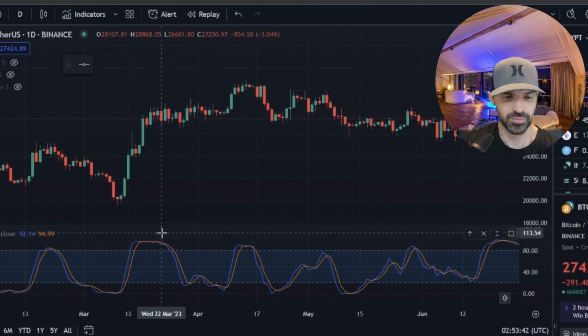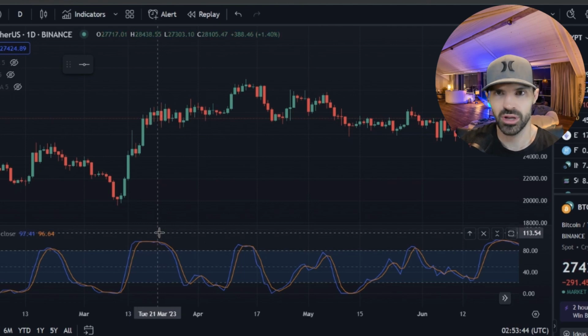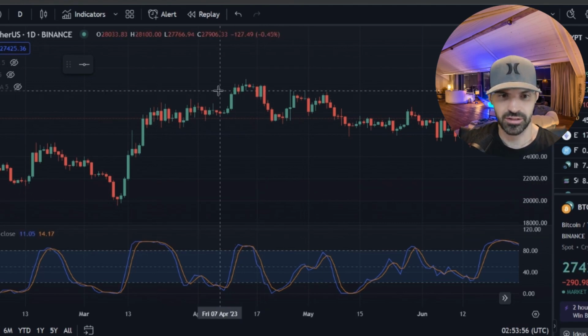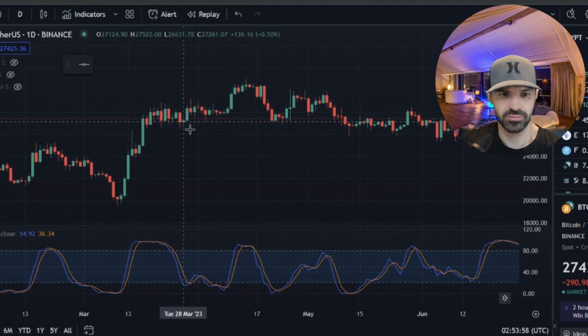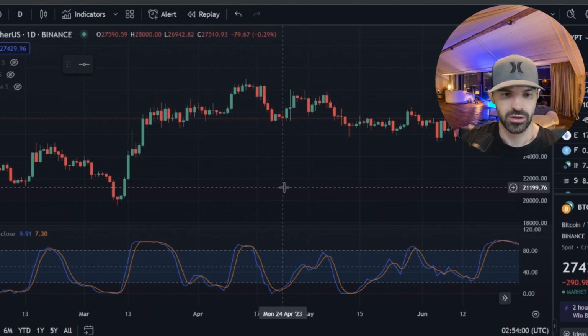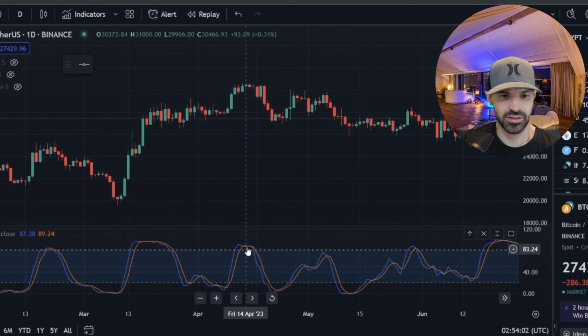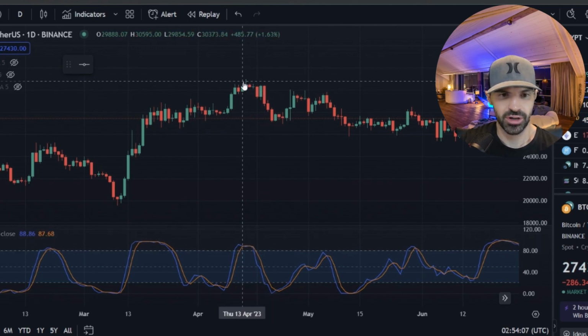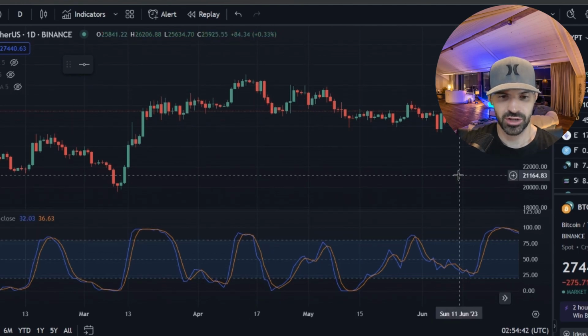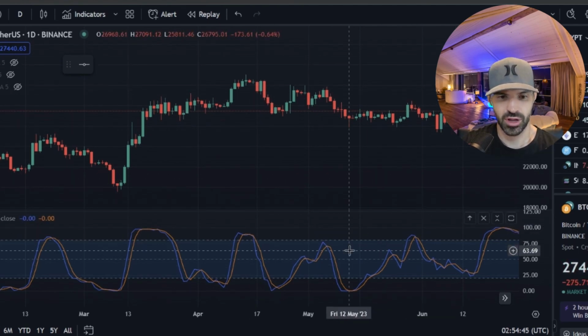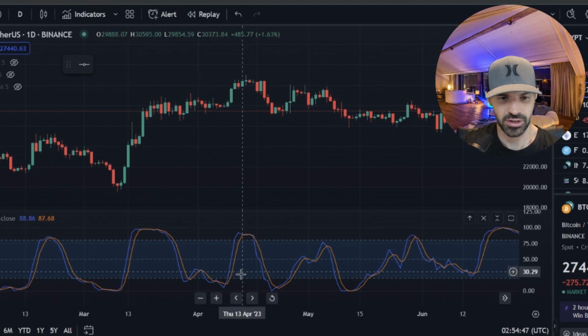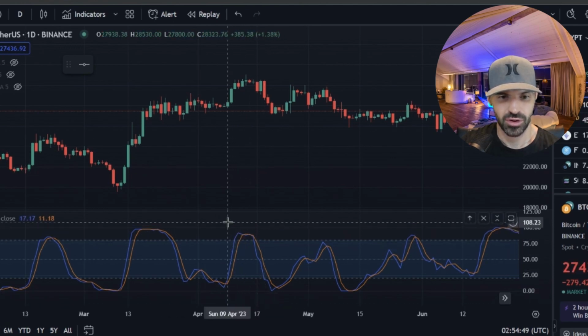So you just acknowledge that it doesn't work all the time, and don't use this indicator as a standalone. You have to use it in conjunction with other indicators and maybe candlestick patterns or chart patterns. As you can see in this example, where the blue line crossed below the orange line, price did sell off.